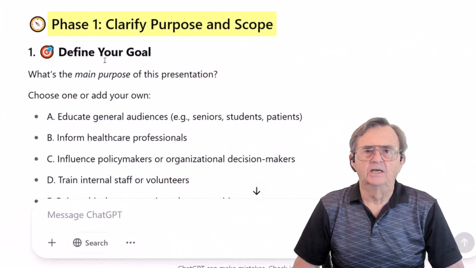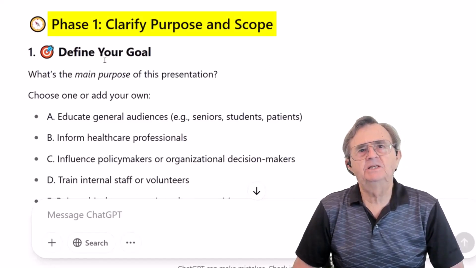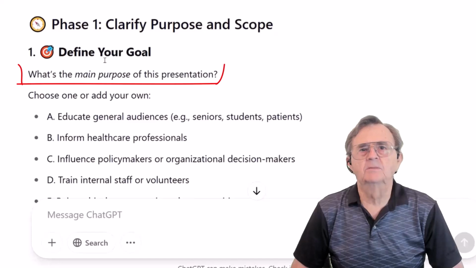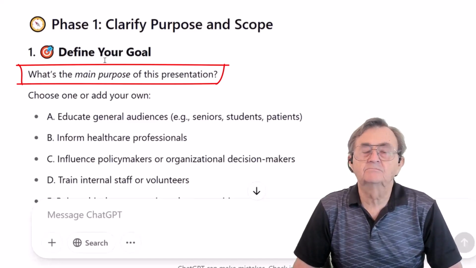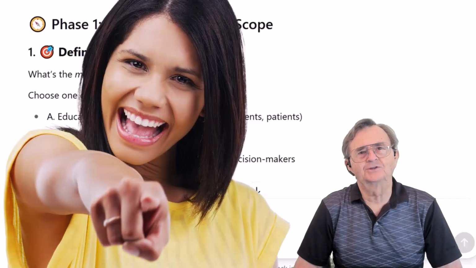All right, now that we've covered the 5 phases ChatGPT recommended, let's dive into phase 1. This is where the coaching begins. ChatGPT starts by asking, what's the main goal of your presentation? And here's the key shift. Now it's your turn to answer.